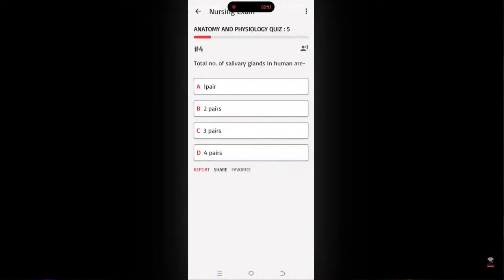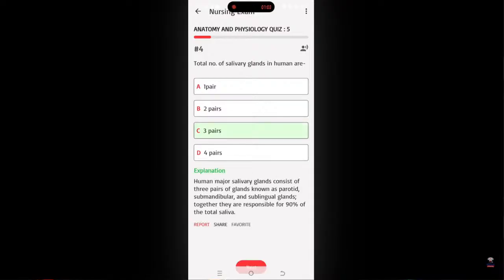Total No of salivary glands in human are A. 1 pair, B. 2 pairs, C. 3 pairs, D. Correct answer. Human major salivary glands consist of 3 pairs of glands known as parotid, submandibular, and sublingual glands. Together they are responsible for 90% of the total saliva.